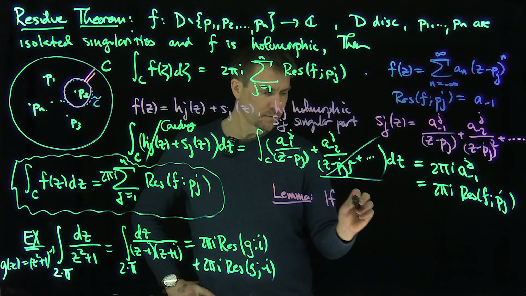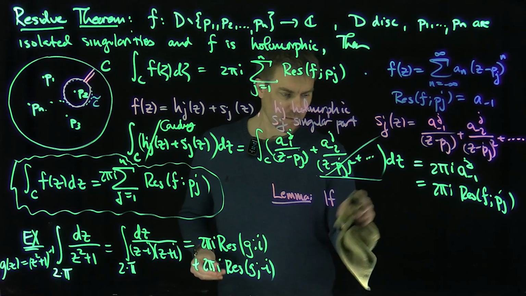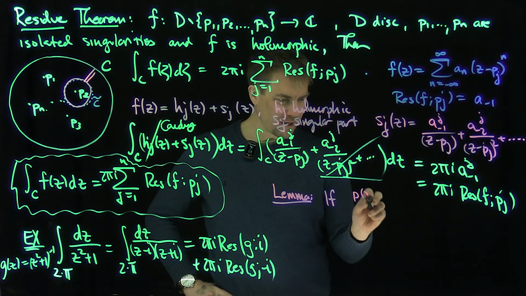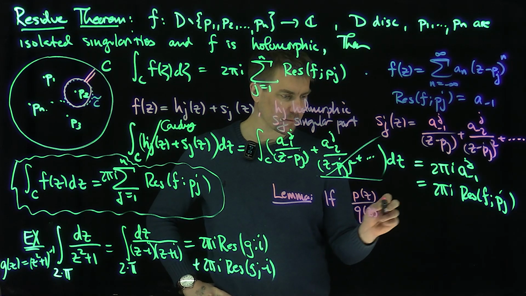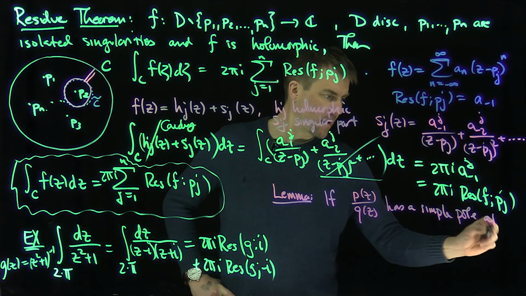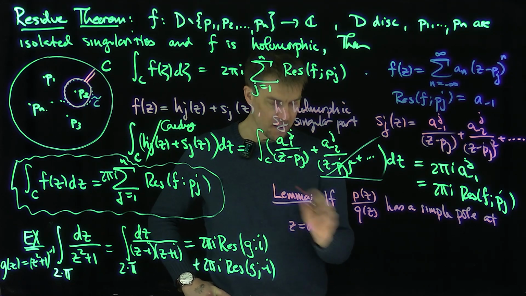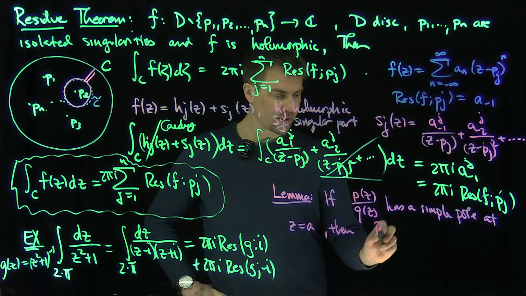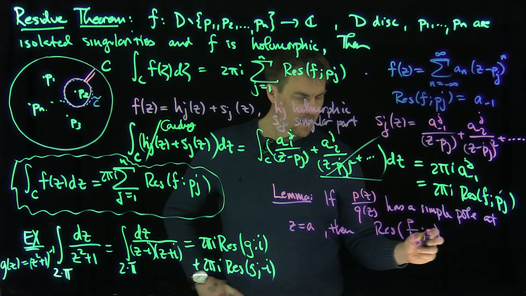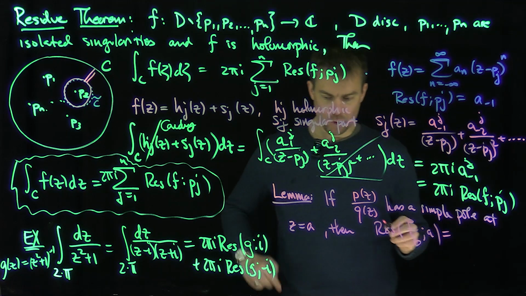So if p of z over q of z, sorry, I'm researching a problem right now that involves p of x, so that's on my mind. If p of z over q of z has a simple pole at, let's say, z equals a, then the residue of p over q at the point a is going to be what? It's going to be p of a over q prime of a.